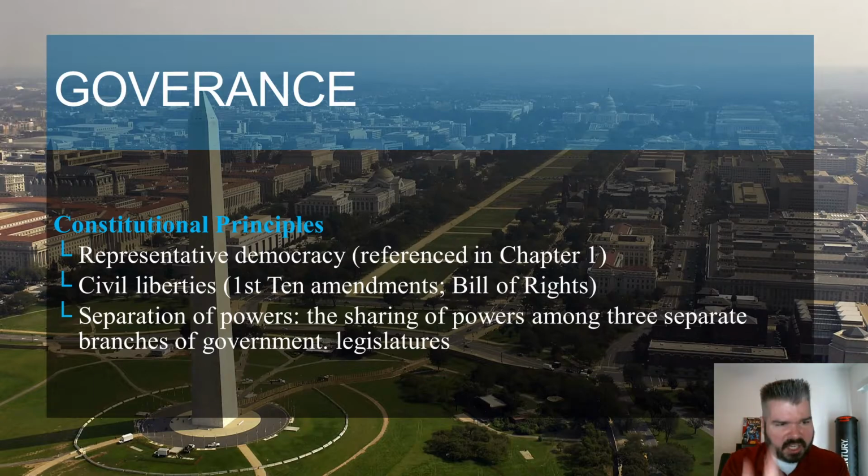So, continuing on, we have representative democracy. To learn more about this, go back to the chapter 1 lecture video where we talk about representative democracy. But it establishes that. We have the civil liberties that are protected. These are limitations on what the government can do to you and I. This is the first 10 amendments to the U.S. Constitution, known as the Bill of Rights. We have a clear separation of powers, the sharing of powers among three separate yet equal branches of government.